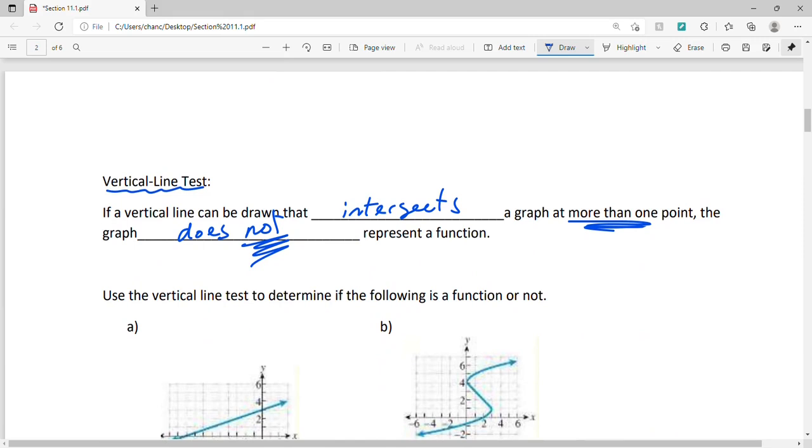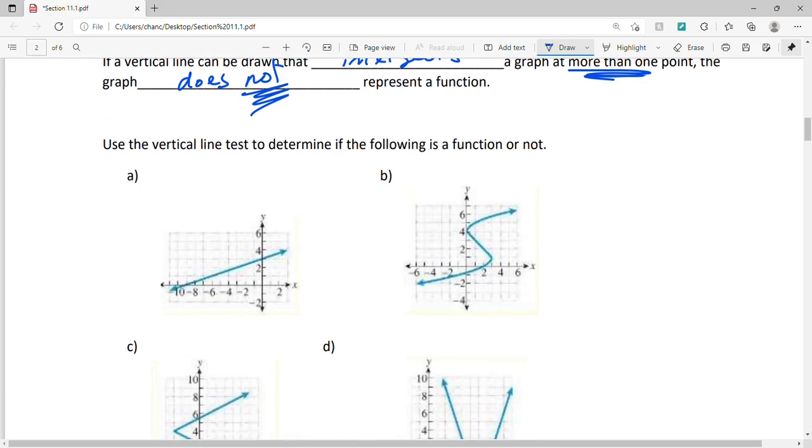If we can intersect the graph at more than one point with any vertical line, it fails as a function. So let's look at example A. Is this a function? If I draw vertical lines, I will never intersect this more than once. This automatically is considered a function.